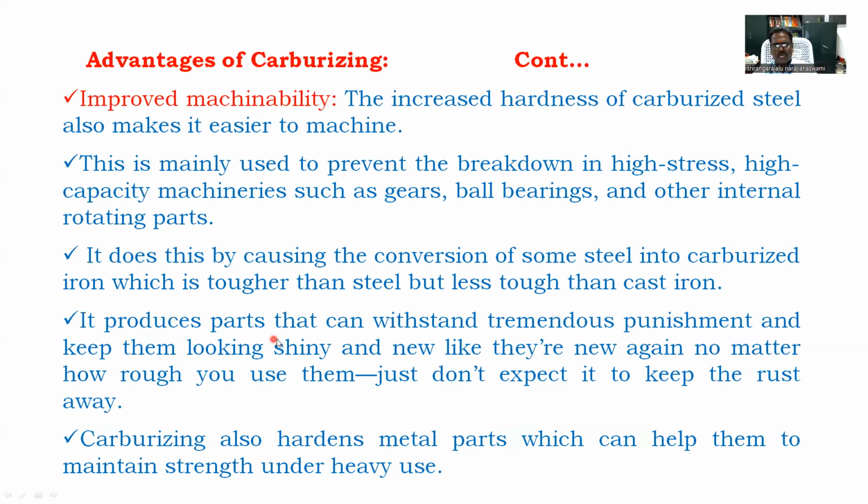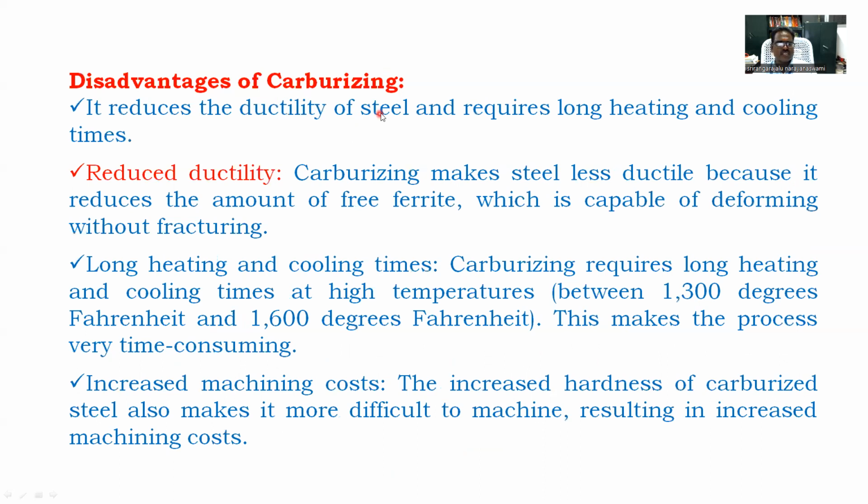It produces parts that can withstand tremendous punishment and keep looking shiny and new, no matter how rough you use them. Just don't expect it to keep the rust away. Carburizing also hardens the metal parts, which can help them to maintain strength under heavy use. Disadvantages of carburizing: it reduces the ductility of the steel and requires long heating and cooling times.